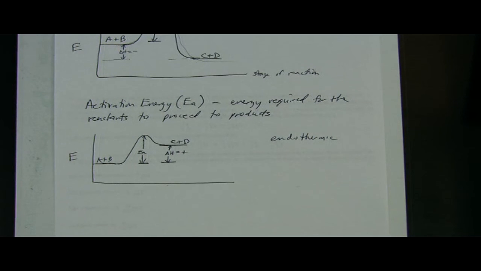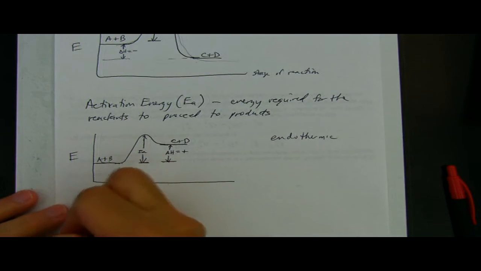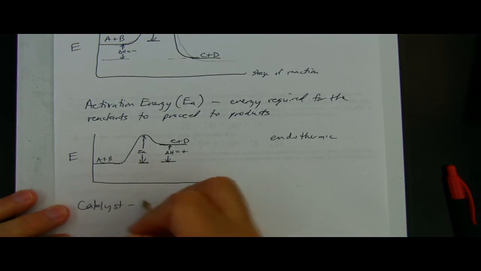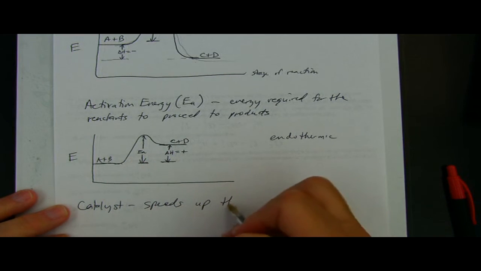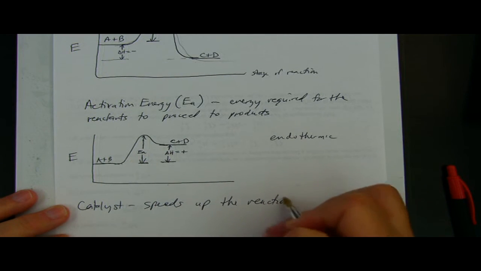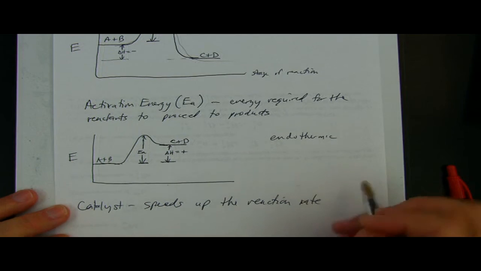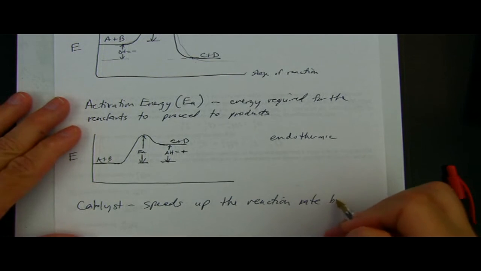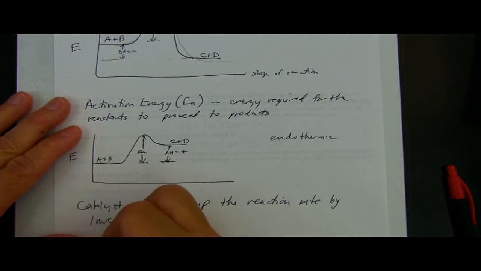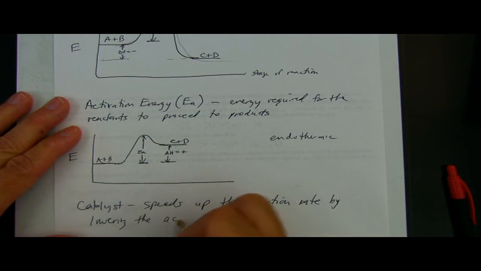Now, what does a catalyst do? It speeds up a chemical reaction. So a catalyst speeds up the reaction rate by doing what? It lowers the activation energy. That's correct, by lowering the activation energy.